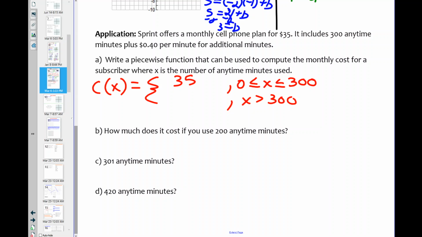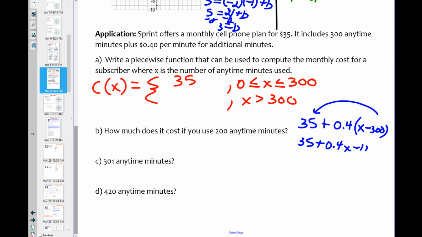The second one is where it gets tricky. Anything over 300, and I'm going to do this off to the side here, you've already been billed the 35, but plus they're going to charge you 40 cents per minute, which is 0.4, but only for the minutes after 300. So you would take the total minutes and take away the 300 because for those 300 you were already charged 35 bucks. If you wanted to simplify that, you could distribute 35 plus 0.4x. 0.4 times negative 300 is minus 120. Combine like terms, that gives you 0.4x minus 85. Check my math.